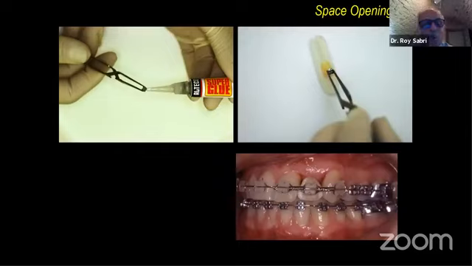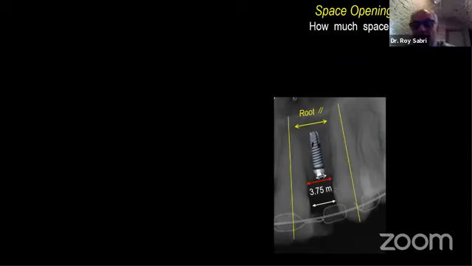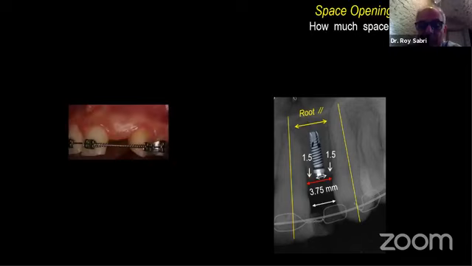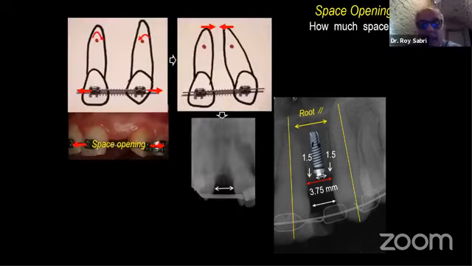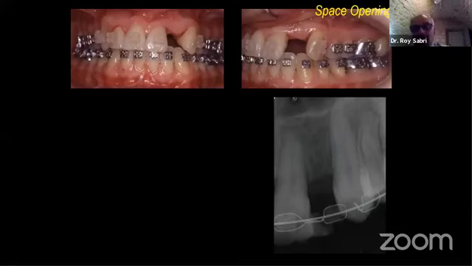I use super glue sometimes to hold my plastic teeth. It works very well. Root parallelism space is at 3 levels. It's a 3.75 millimeter implant here because it's a big lateral. Space opening, again, as I said, I'm going to go fast on this one. We angulate the bracket so we get root separation from day 1.